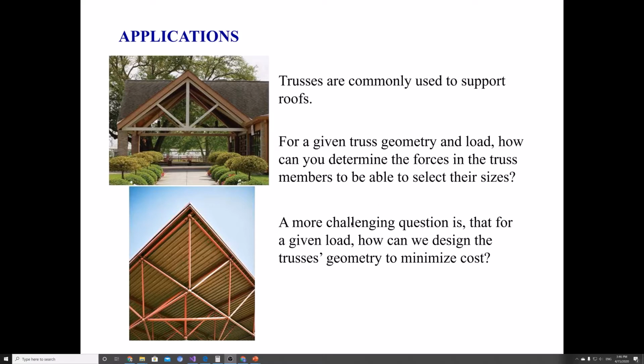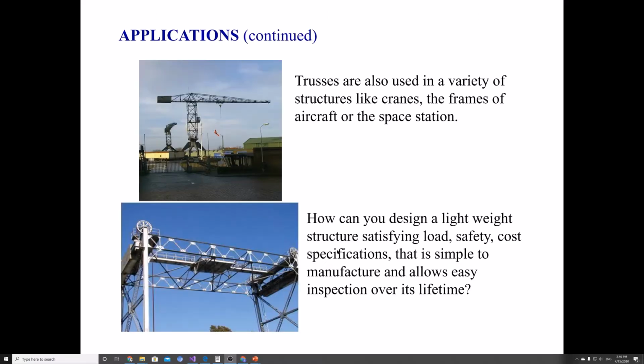Another one is that if you have a given load, how can you design it, all right? How can you design a structure that will support the weight as needed, in the most efficient way possible, okay? Continuing on.